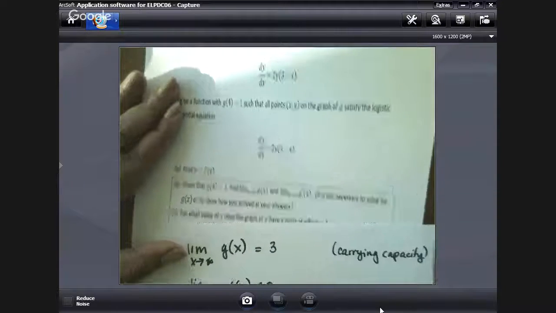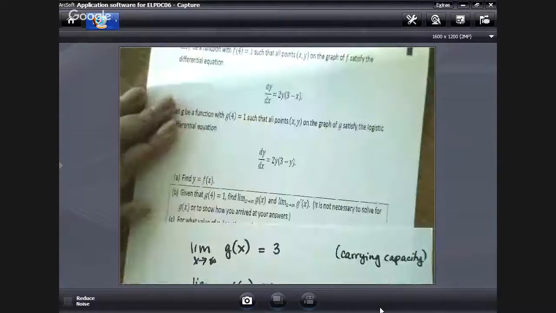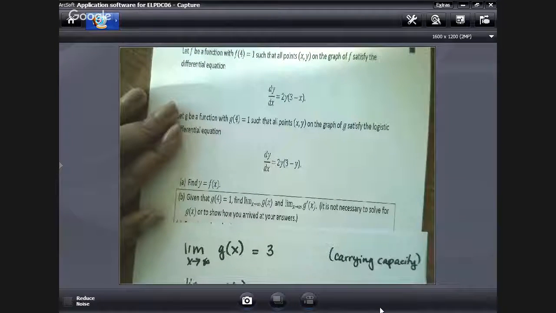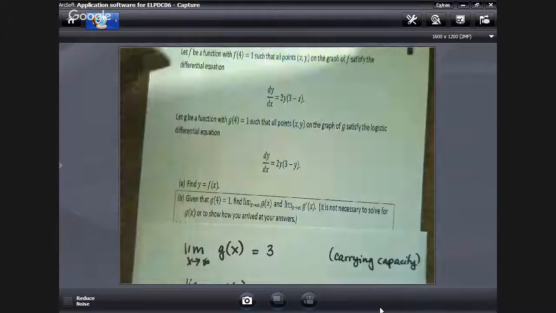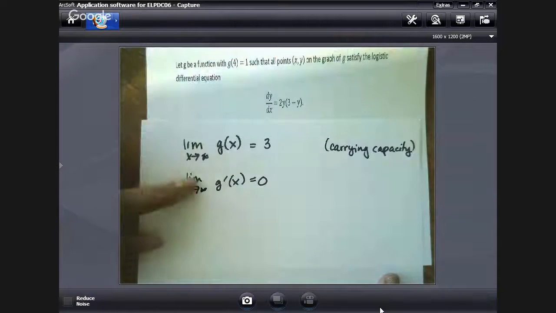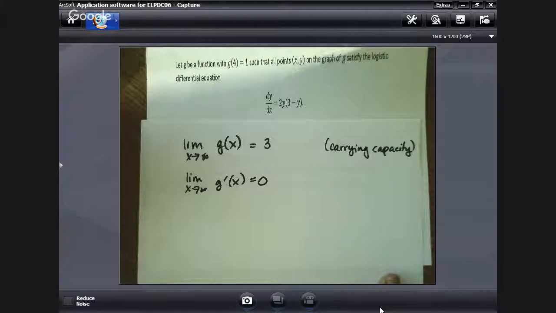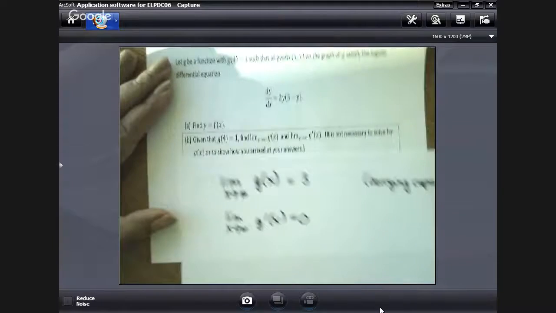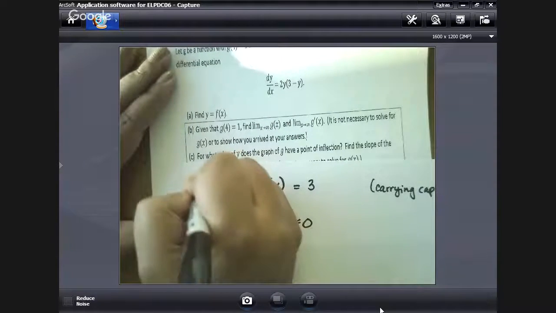is 0. Now notice this note that it had here, and this was actually on the AP exam. It is not necessary to solve for g of x or to show your work. There's really no work to show here. So you just had to write the values of the 2 limits. Now you can't just write 3 and 0. They have to be labeled. But other than that, that's all the work that you would have to show for part B.